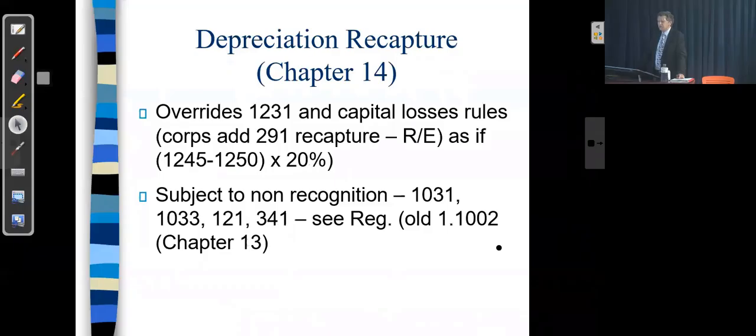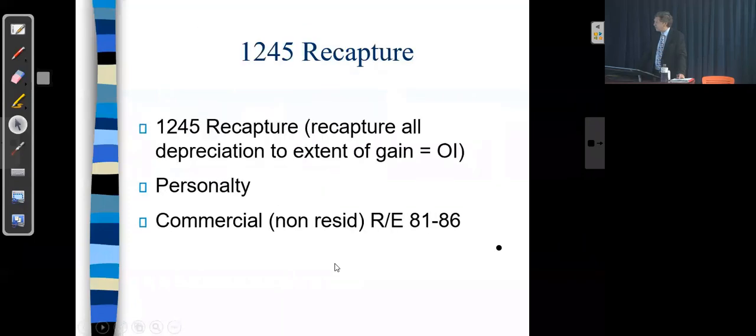Now, after this, when we did this at the beginning of the course, I said, okay, we're going to leave this until we get to Chapter 14, and now we're there, right? In Chapter 14, we have something that is called recapture, right? That turns what you thought was going to be capital gain under 1231 into ordinary income. And we're going to see if it's 1245 property, which is basically personal property, that the gain becomes ordinary income to the extent of the depreciation.